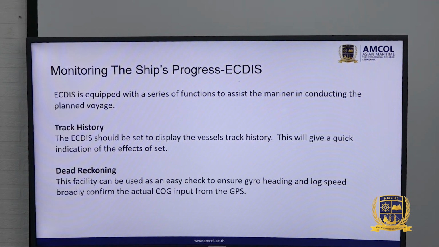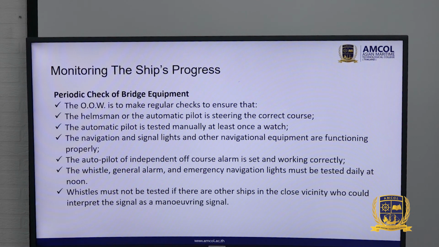ECDIS also gives you a track history, and that in fact helps you to know how your vessel has been navigating or was setting. The facility can also be used to check and ensure that gyro heading and log speed confirm the actual course made good by the GPS. Then comes the equipment. You need to regularly check the equipment on the bridge: the autopilot, the radars, the light signal, the alarms, the whistles. They have to be tested from time to time and log entries made so that you ensure that all the equipment has been tested.